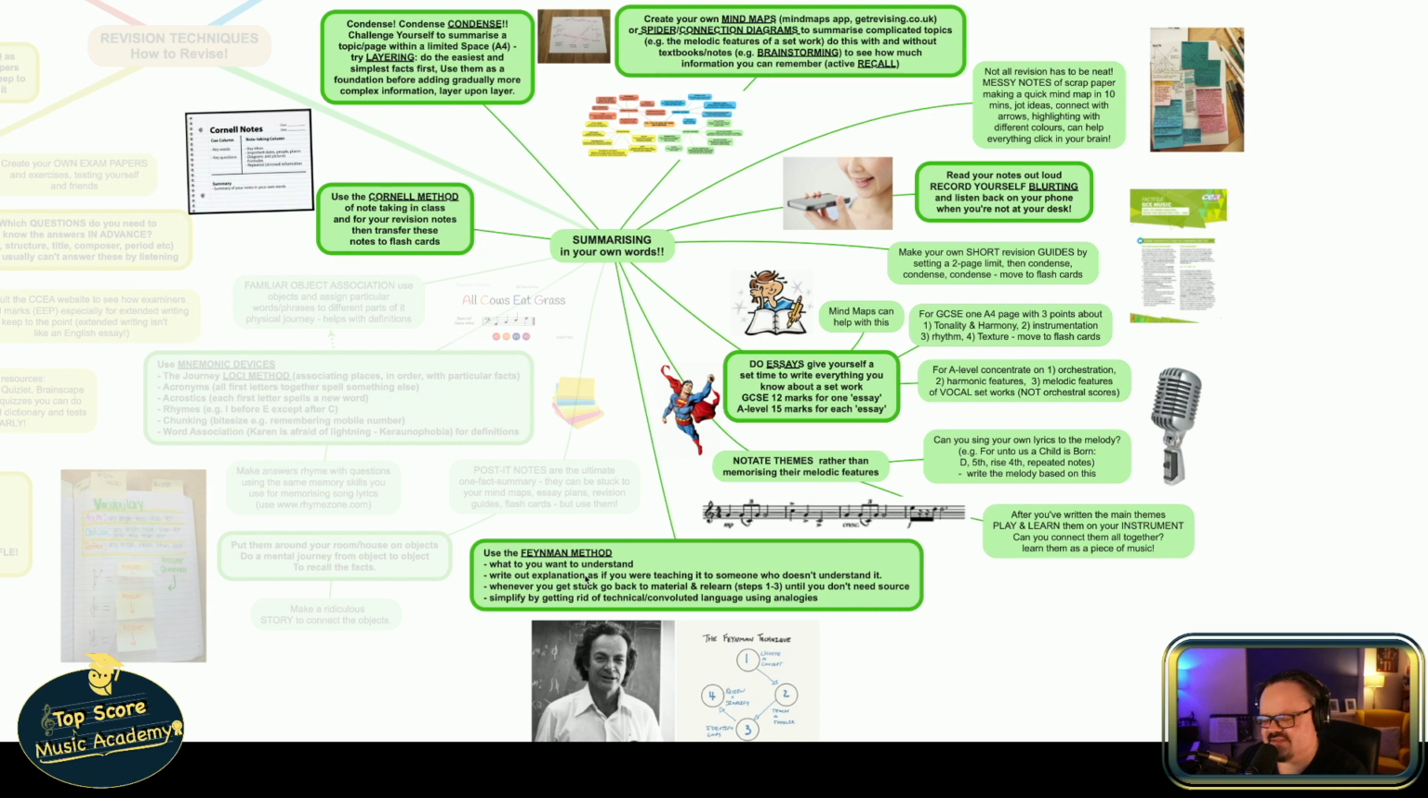But if you cannot explain what you're teaching to someone who doesn't do the subject, then you don't really fully understand the subject. I think Einstein said something similar about that. You need to be able to explain to anybody what you know, your subject or your topic or whatever it is you're revising. Whenever you get stuck, go back to the material and relearn. Do steps 1 to 3 all over again until you don't need the source. So you need to be able to explain it to anybody in the simplest terms as well. That's the last thing: simplify by getting rid of technical, convoluted language, using analogies as well.